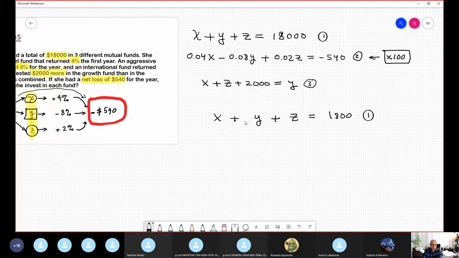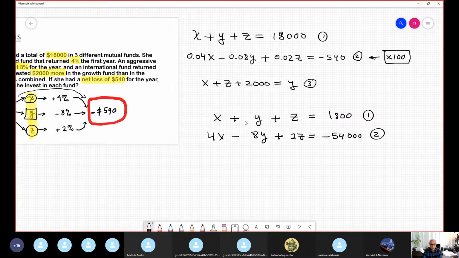So my equation is 4x minus 8y plus 2z equal negative 54,000. So we have 1 zero and multiply by 100, 2 more zeros. This is my equation 2.